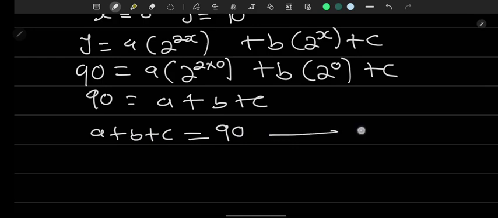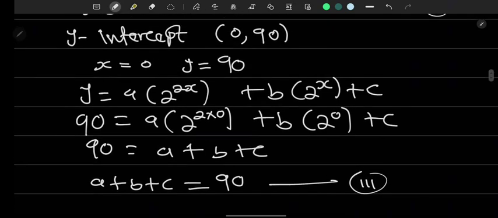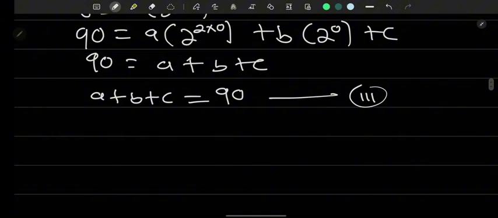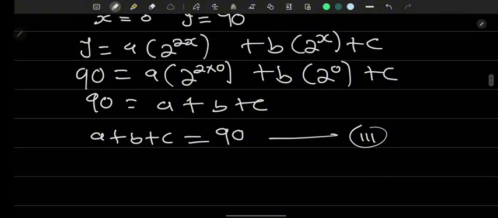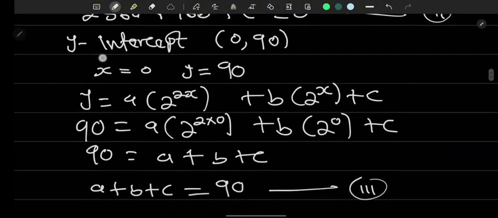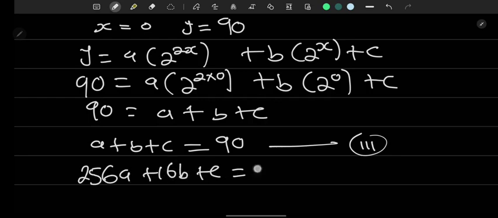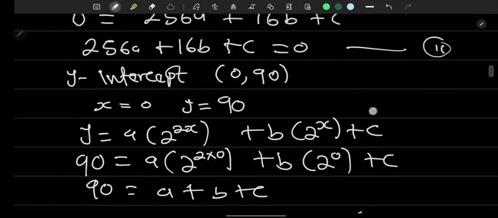So we call this equation 3. Okay, I'm sure you are getting that. Now we have three equations already, so let me just write out the three equations so that we can look for a method to obtain the constants. The second equation, we have 256a plus 16b plus c equals 0. This is equation 2 that we have above.